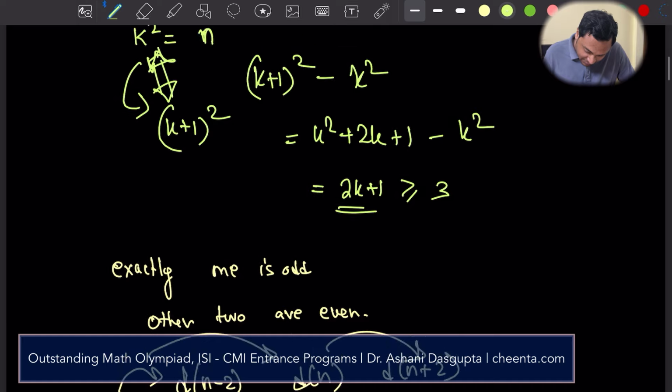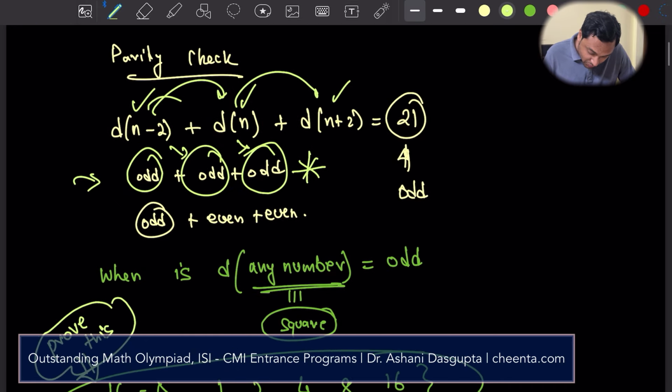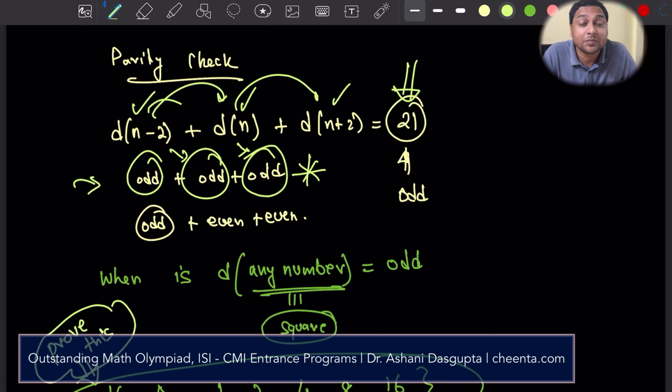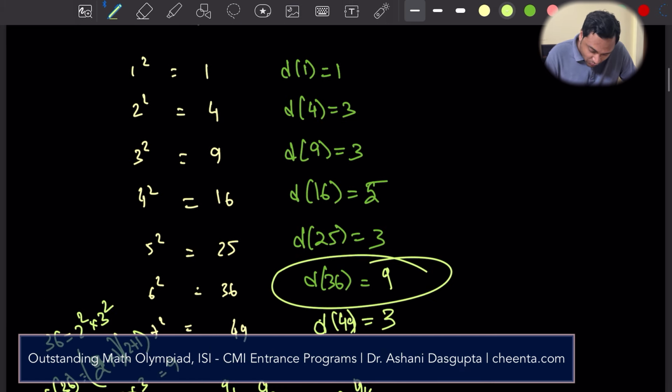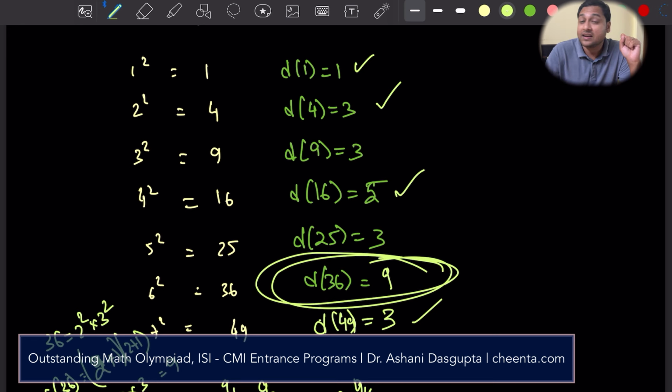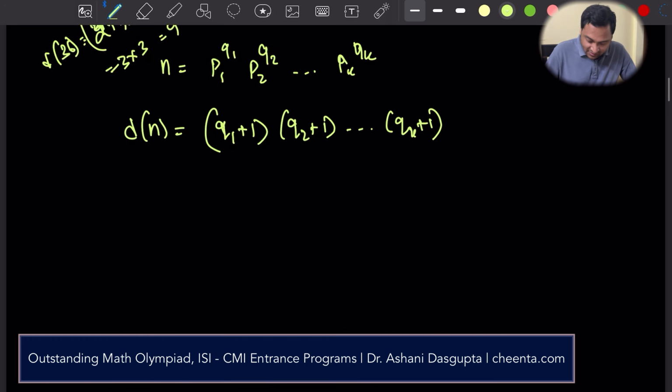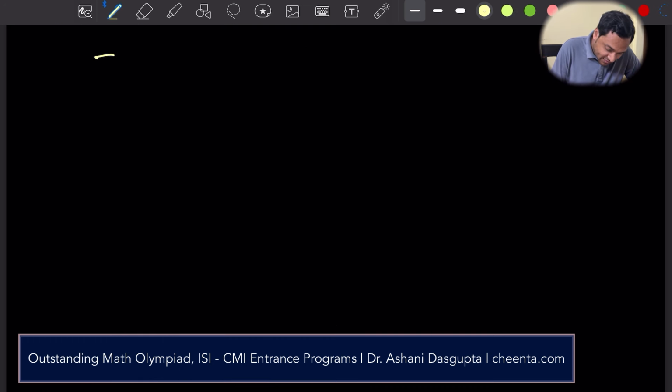And remember, we want the sum to be 21. It has to be a large number. So if one of them is really small, 1, 3, or 5, then the probability that we will be able to get 21 becomes significantly reduced. So d of 36 seems really promising, but we may have to go even further. So let's try with d of 36. A bit of brute force with d of 36.